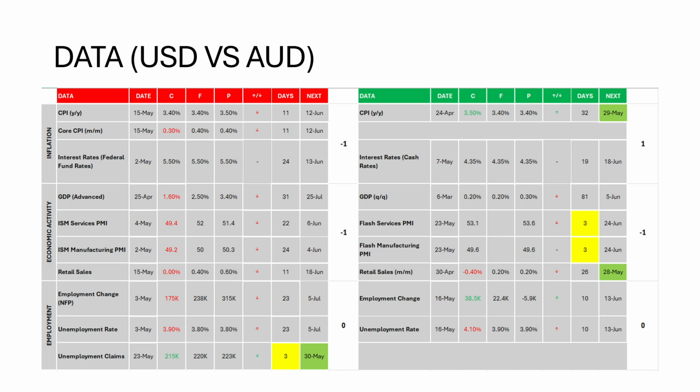So yeah, we're definitely negative on, or bearish on, the Aussie.